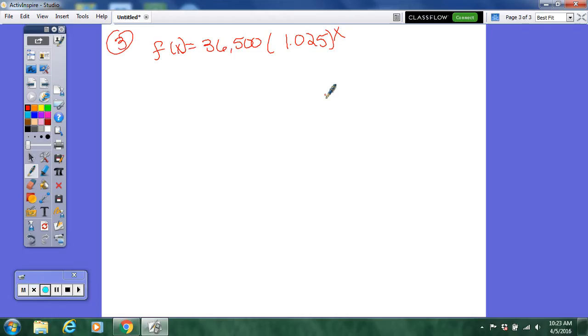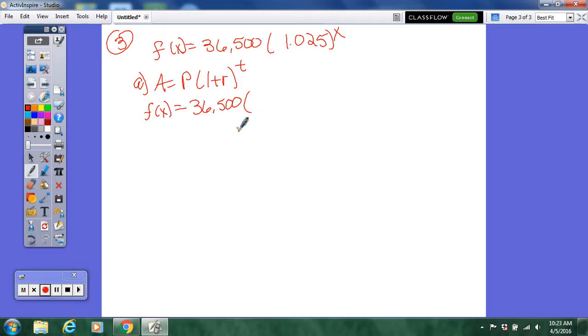So A says write the equation in this form. Really what they want to know is, do you know if it's a growth or a decay, and can you tell me what the rate is? So on this equation, we're going to put f of x equals the principal amount. We did one like this yesterday. But this time, we've got to take this 1.025 and put it in this form.